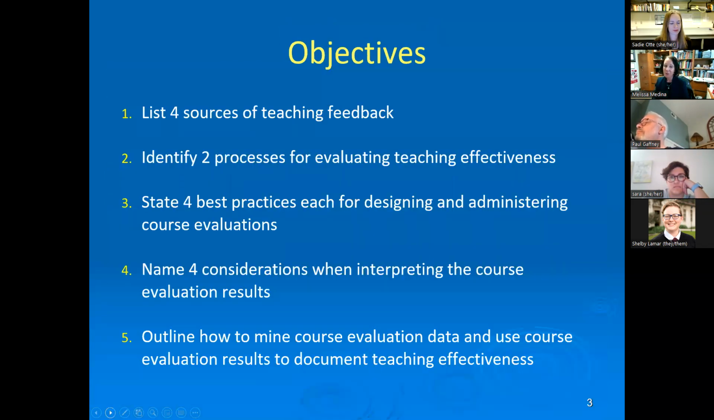I have 5 different objectives for our time together today. When I am addressing an objective, I will have that objective number on the slide, so I'll call attention to it, or you'll notice that objective number on the slide.